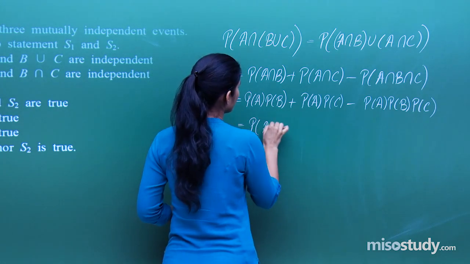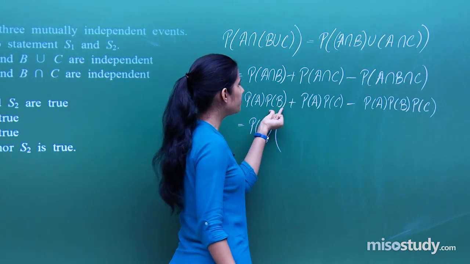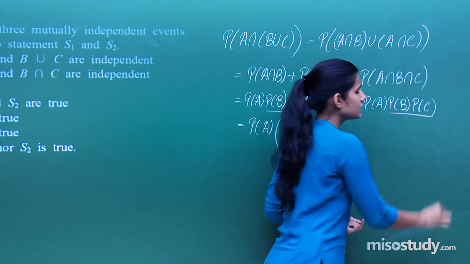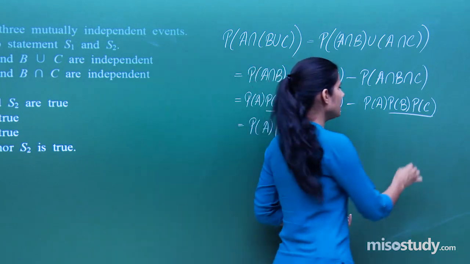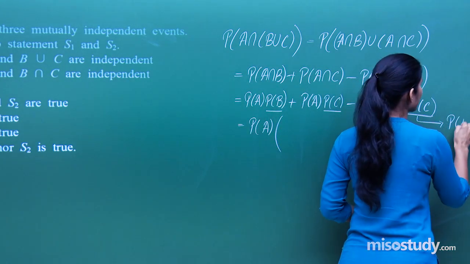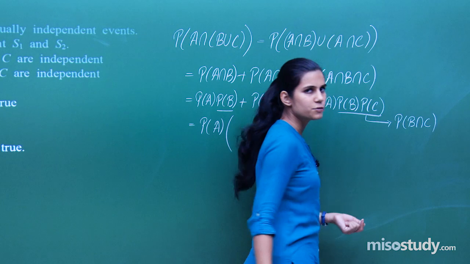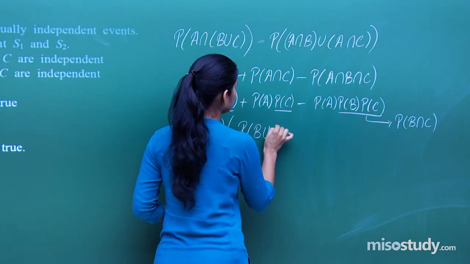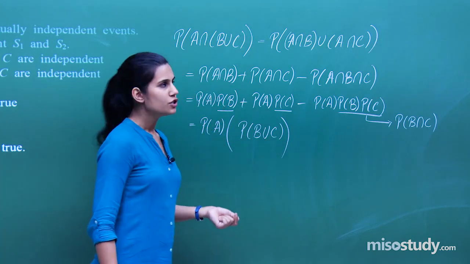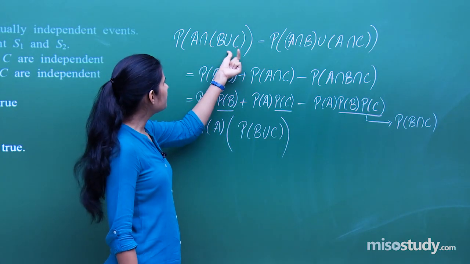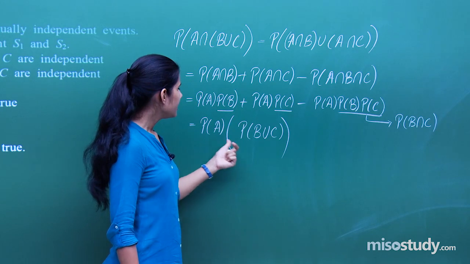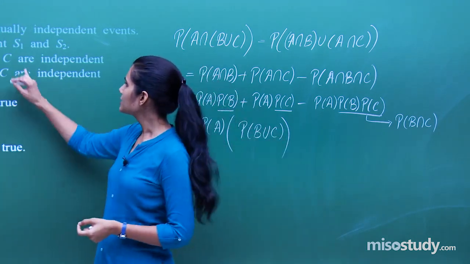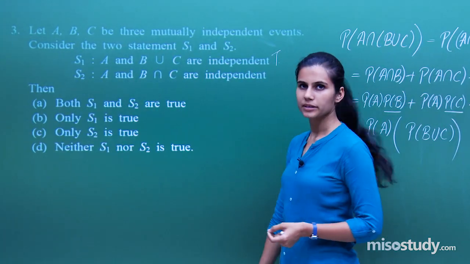From here probability of A comes out common, you are left with probability of B plus probability of C. So understand what is left, minus probability of B into probability of C. But probability of B into probability of C is nothing but probability of B intersection C because B and C are independent, and therefore what you are left with is nothing but probability of B union C. So you have concluded probability of A intersection B union C is probability of A into probability of B union C, and therefore yes, S1 is definitely a true statement.